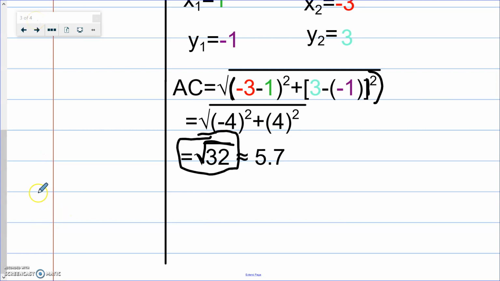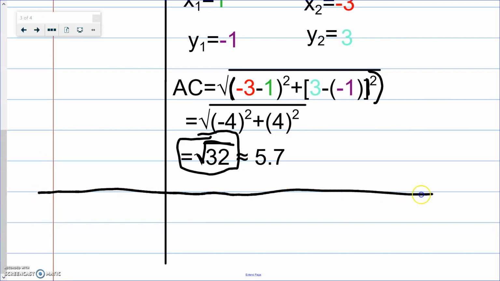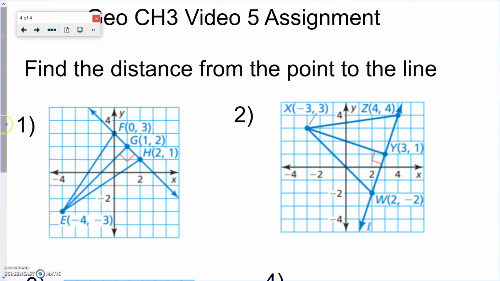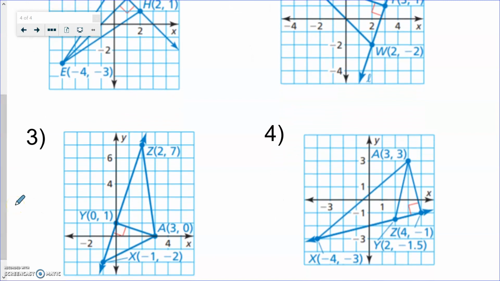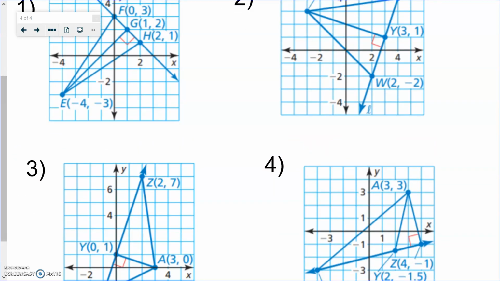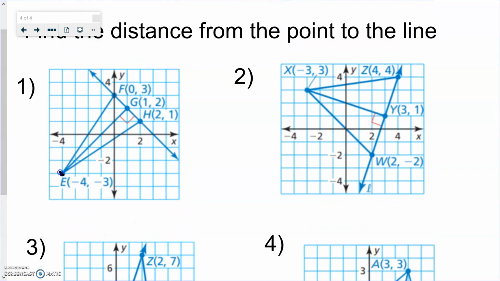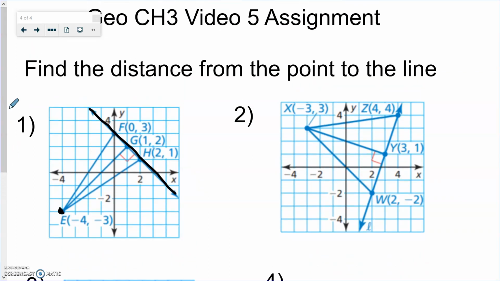Please go ahead and write a summary on the bottom of your page. And then sketch these graphs onto your paper and find the distance from the point to the line using the formula that we just discussed. Remember, you always want to use the one that creates a perpendicular angle between the two lines.